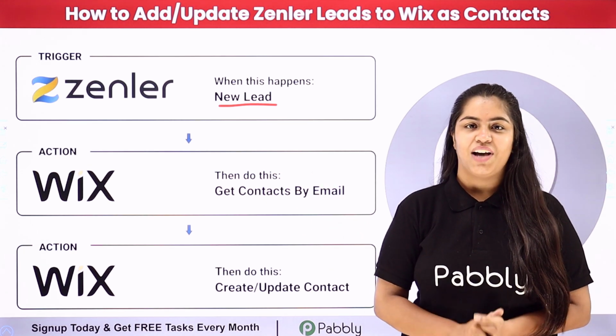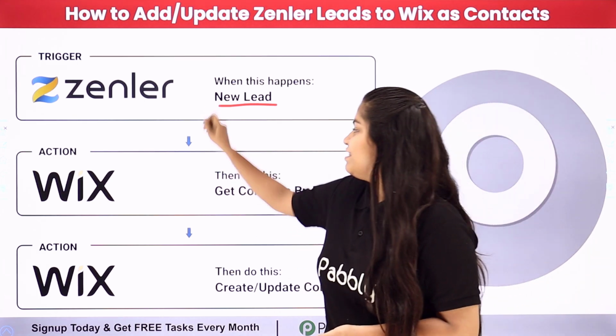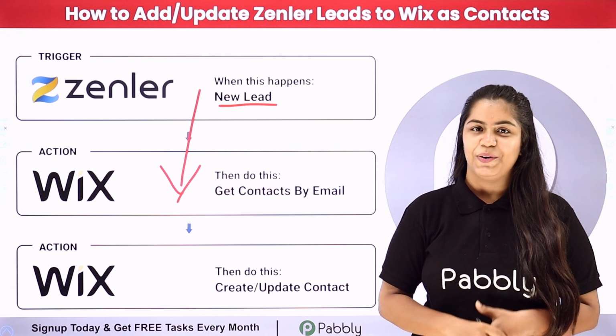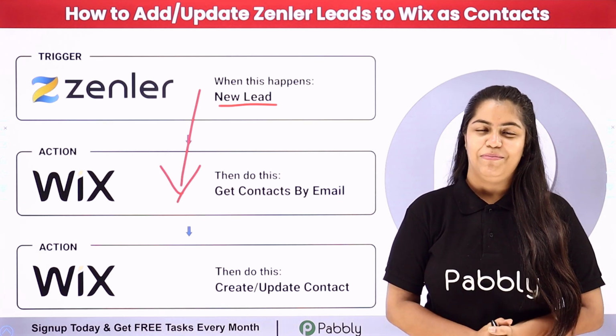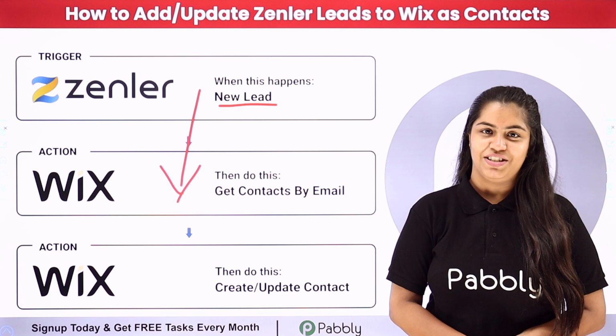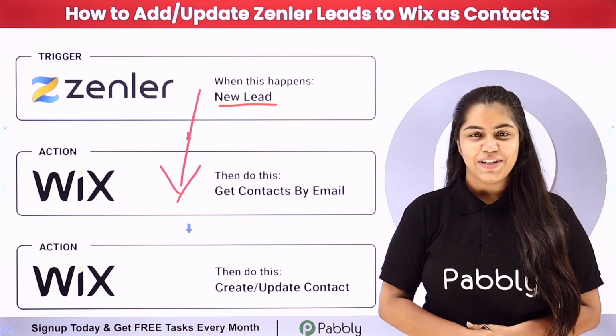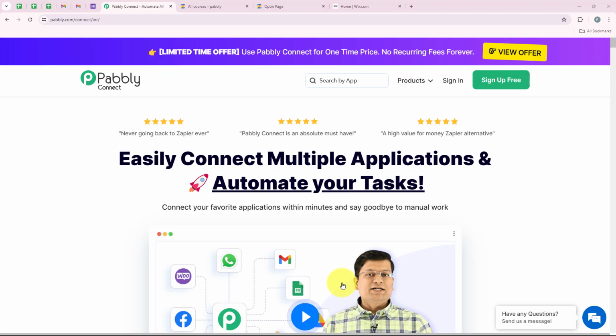So now to do this, we are going to create a connection between Zenler and Wix. To create this connection without knowing any programming or coding language, we are going to use Pabbly Connect. It is an amazing automation software. So if you also wish to learn this process step by step, then let me take you to my computer screen. Welcome to my screen.